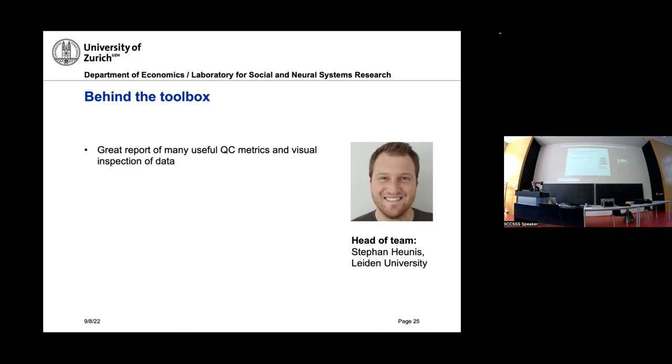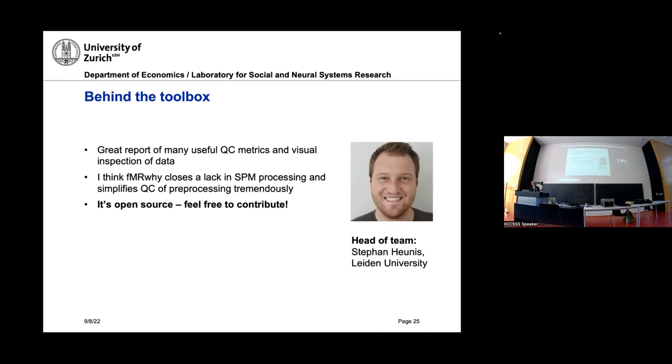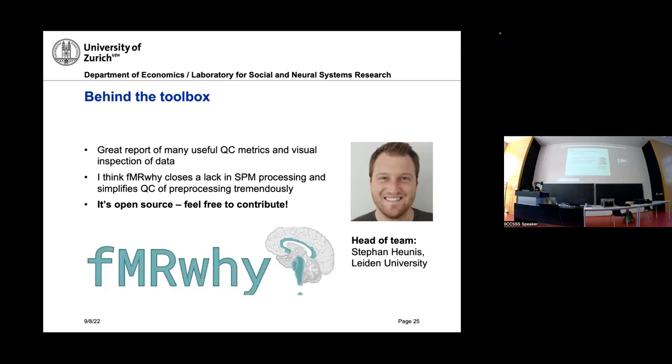And what is this toolbox doing? So on the one side, it's running the steps that are necessary, but this is then using the SPM algorithms. But this is a report tool with some quality matrix and visual inspection of the data. So I think this toolbox really closes a gap and simplifies the quality control. And it's open source, so anybody of you has some free time and has to deal with fMRI anyway, feel free to contribute. We definitely need people to help us because it's a lot of work.